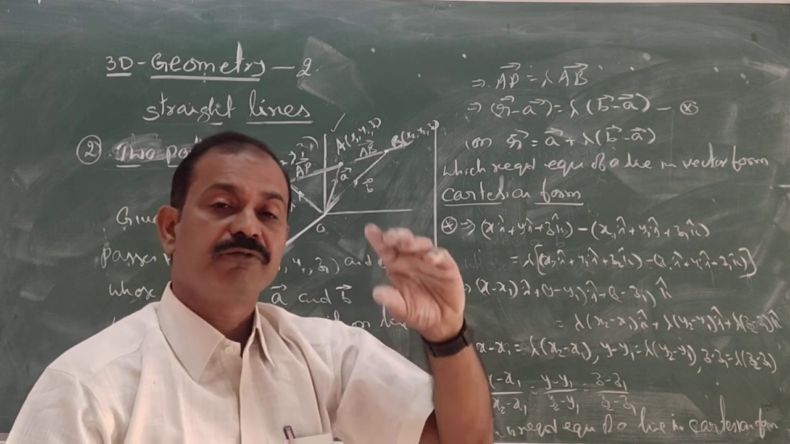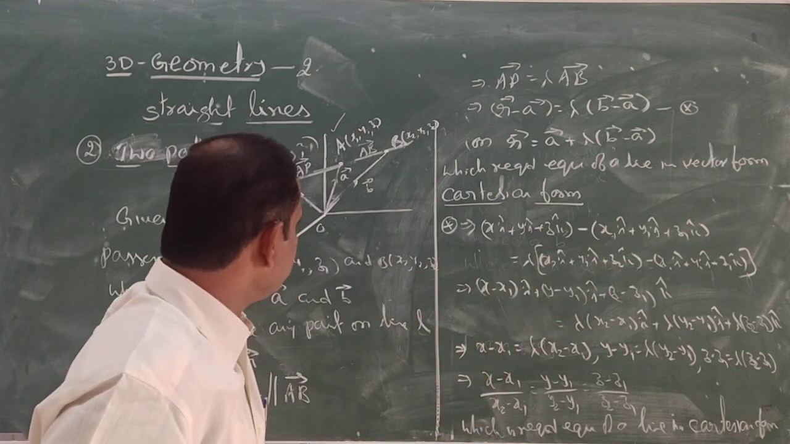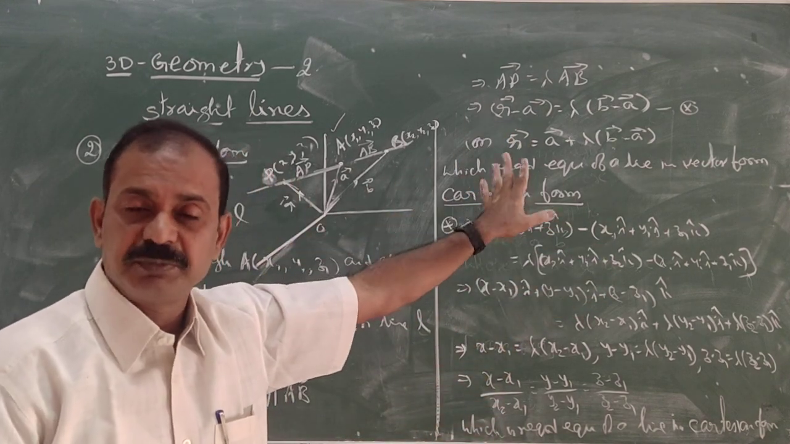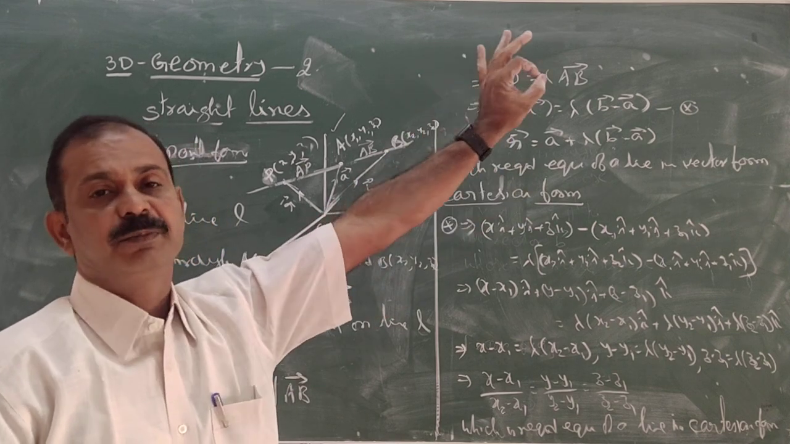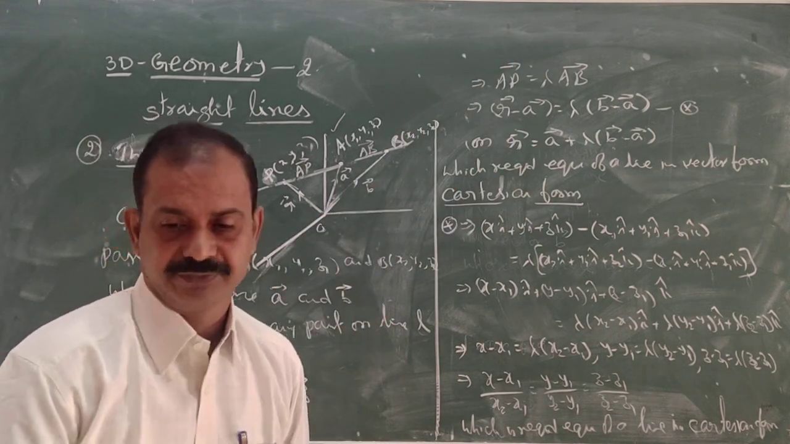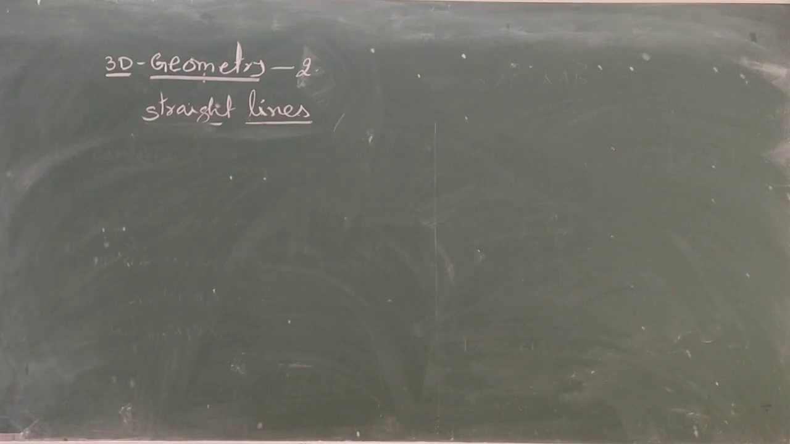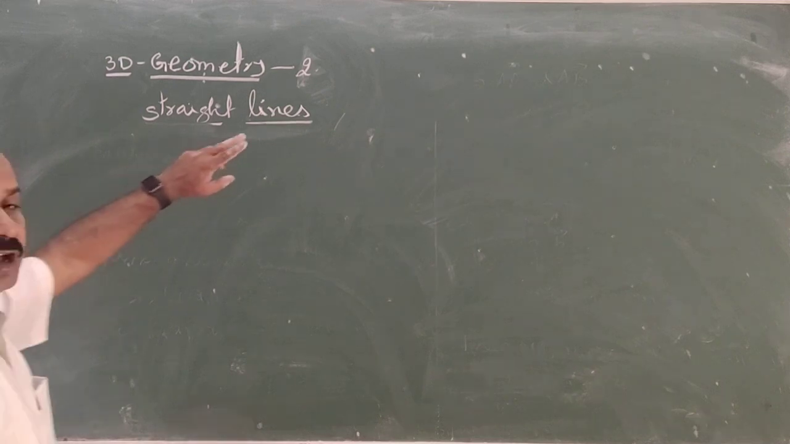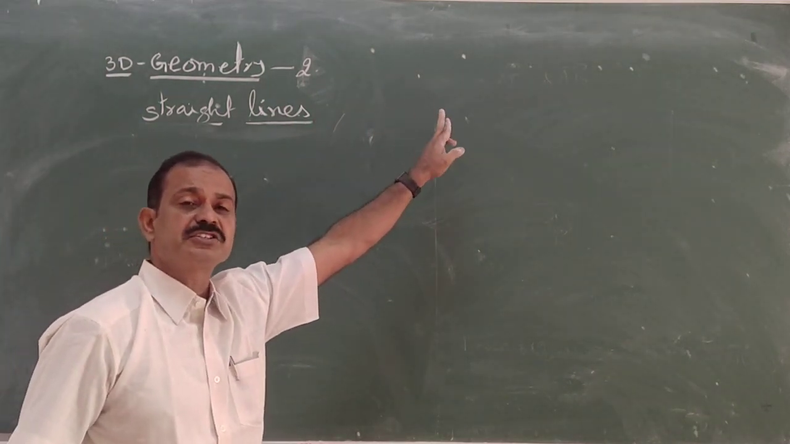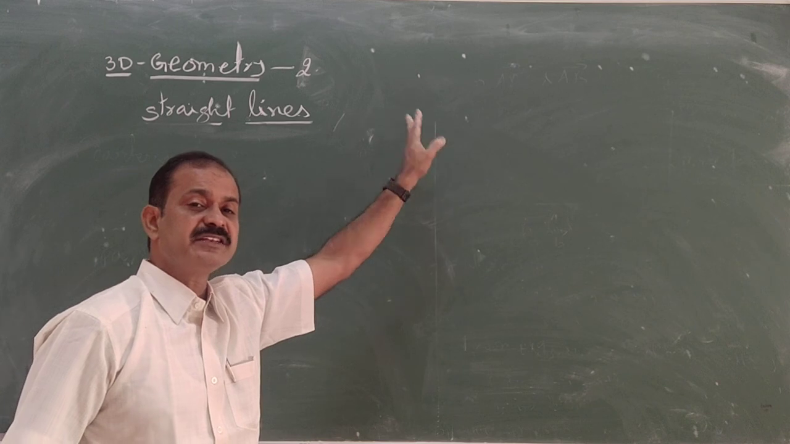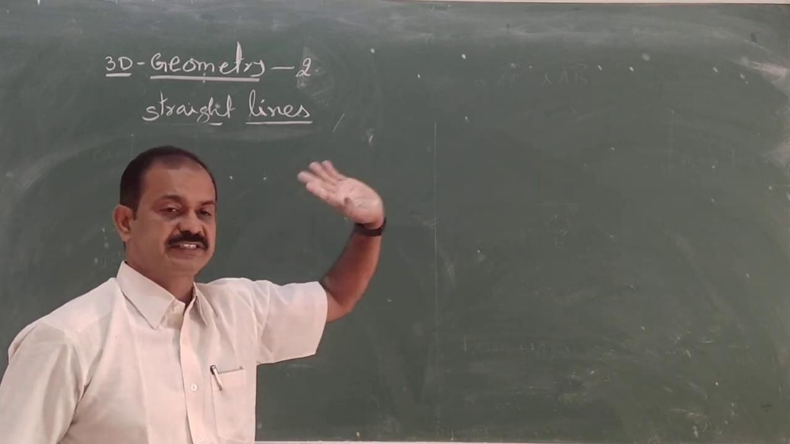That is up to you. Whichever is easy for you. If you are able to remember this, you try to remember. Otherwise, just remember the formula. That is more than enough. These are the equations of the lines determined in two different ways.